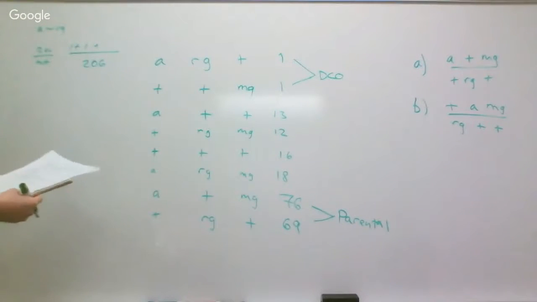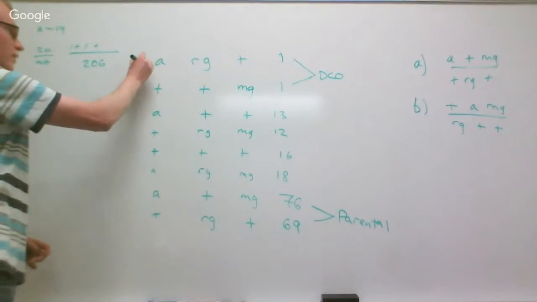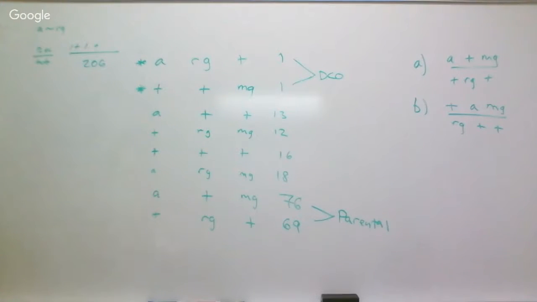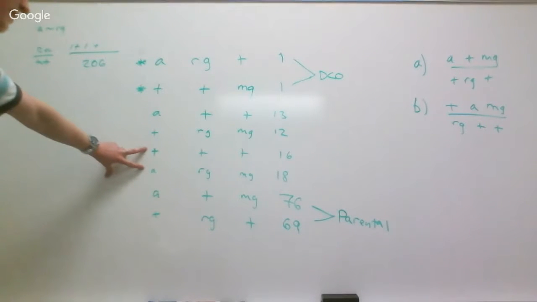And so we've accounted for our double crossovers. Now let's look at our single crossovers, and I'm going to mark all these with a star. So here are double crossovers. Now let's just look for the single crossovers. They are going to be right here, our 16 and our 18.